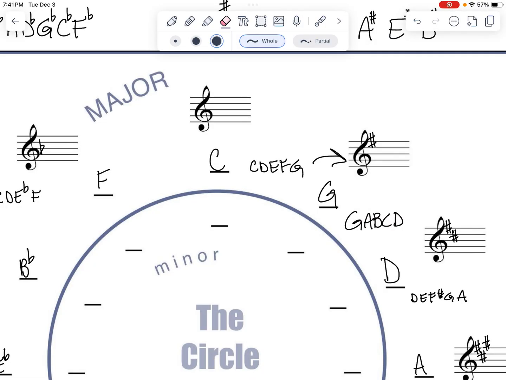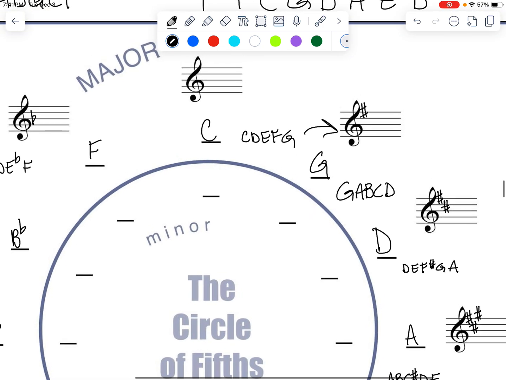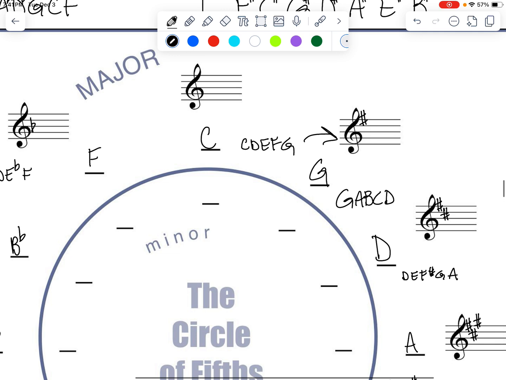Okay, folks, so now that we have found all of our major keys within the circle of fifths, we're going to do our minor keys. There's a couple of different ways to do this. We're going to start off with doing it via just the fifths. Now, some of us just memorize that no sharps, no flats, C major, and A minor.